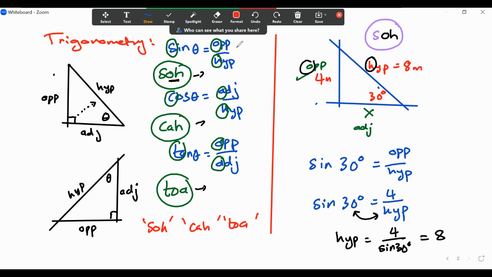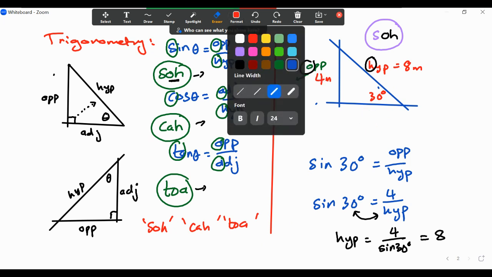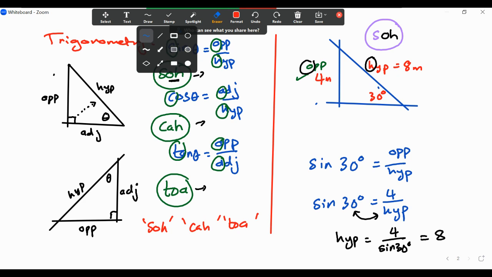I have not found the adjacent side. They did not ask me for it, so I do not need to worry about it. They've asked me for the hypotenuse length, and they've given me the opposite, so I only need to use sine.